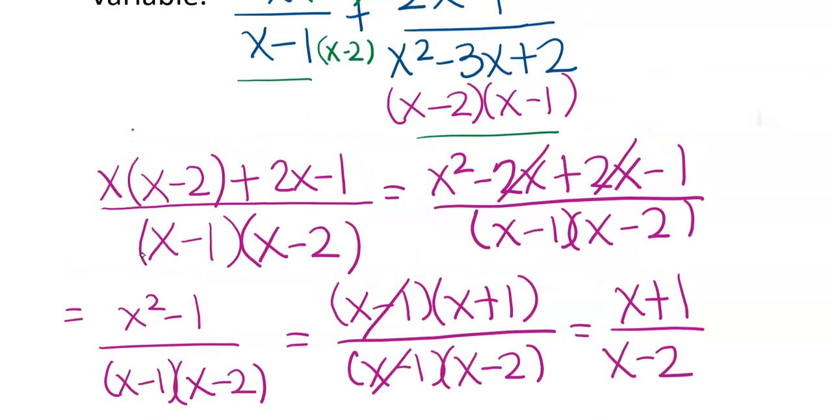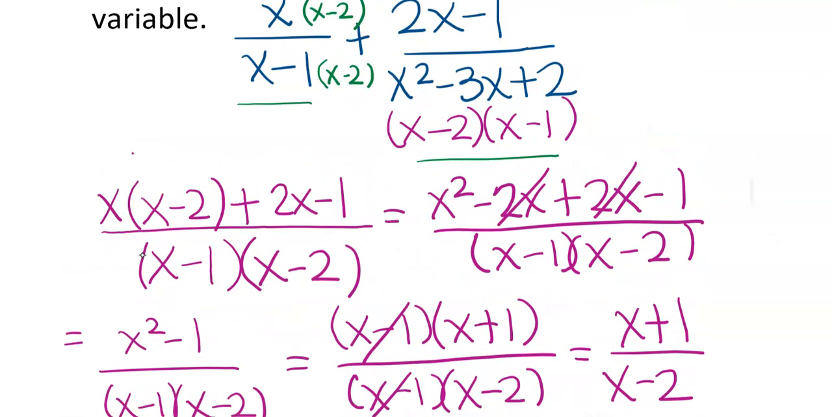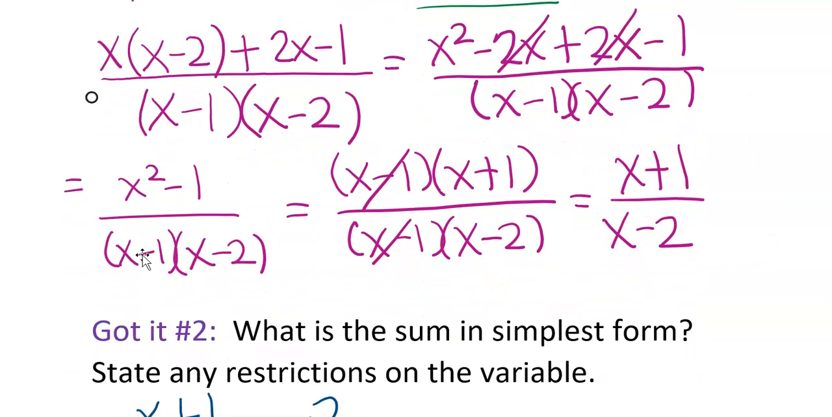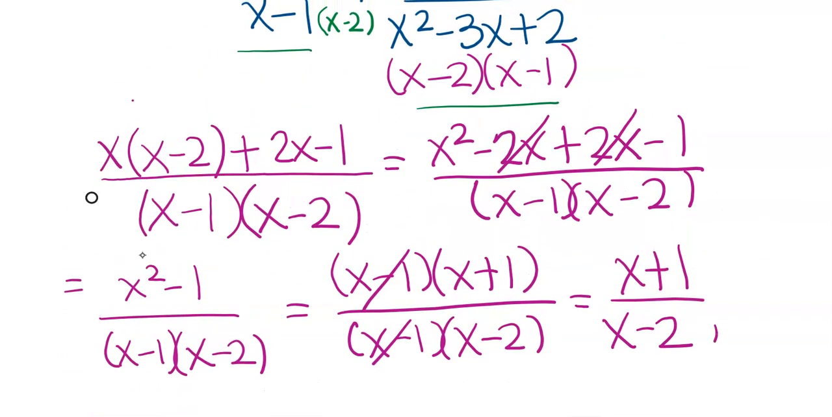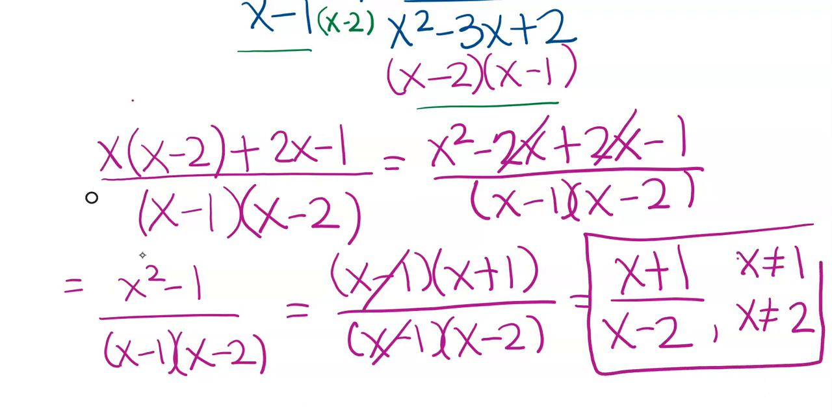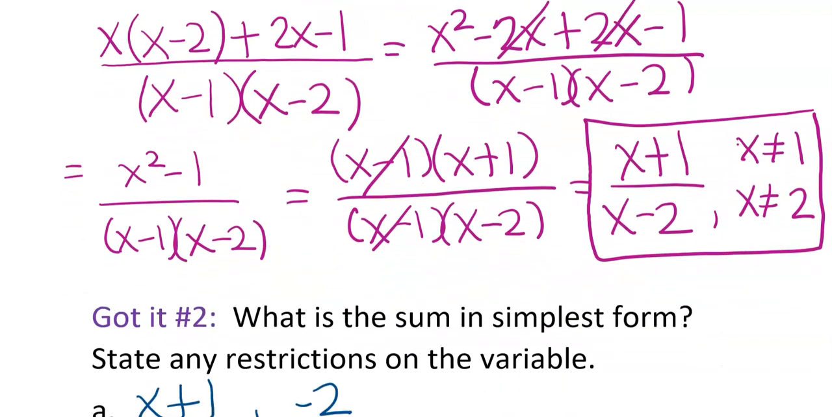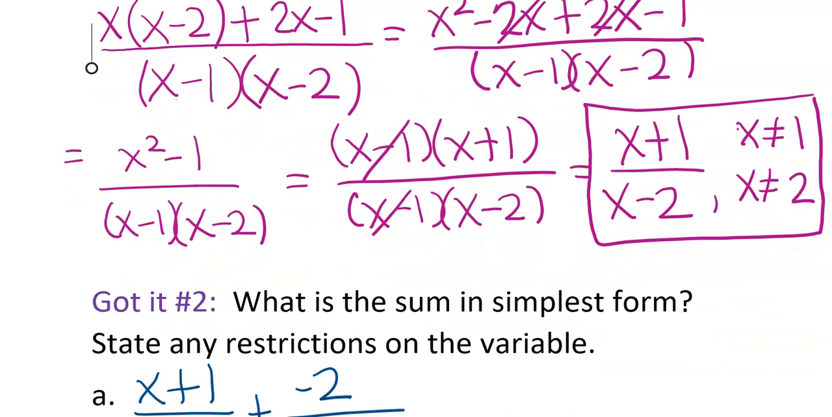And in the directions, it says state any restrictions on the variables. So we look at the beginning, and we had an x minus 1 in the denominator, so we cannot have 1. We had an x minus 2 in the denominator, so we cannot have 2 either. And that should cover it. You can also put those together as x cannot equal 1, 2 if you'd like to. Remember that goes with anything that is canceled out as well.